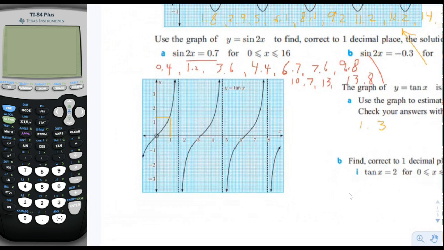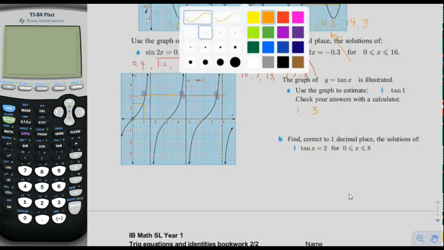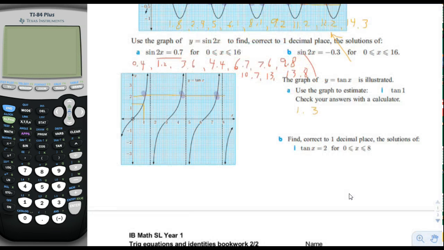Okay, and then find, correct to one decimal place, the solution of tangent of x equals 2. So tangent of x equals 2. And I'm going to do that for 0 to 8. So it would be this one, this one, this one. The red pen. Okay, so the first one looks like it may be like 1.2. Next one looks like it's maybe 4.2. And this one looks like it's about 7.3. Okay, those are my guesses.